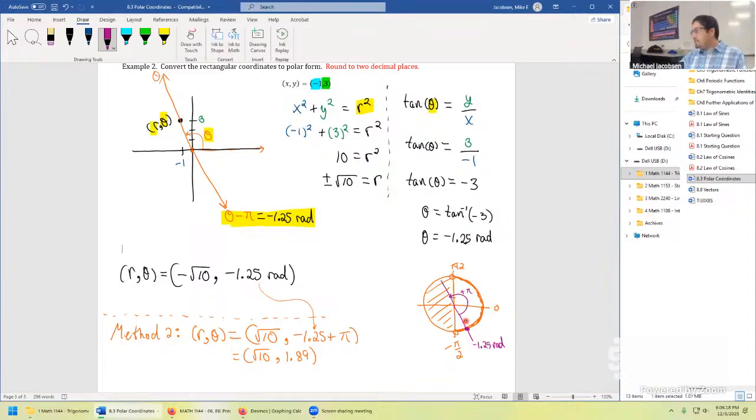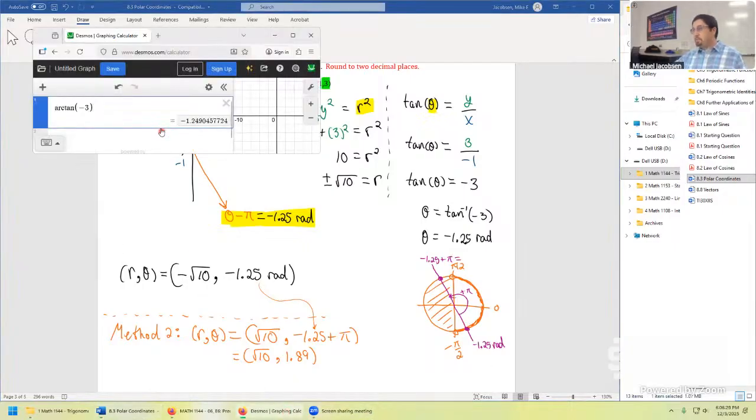Recall that the period of tangent is pi itself. So if you take negative 1.25 radians, add pi to this, let's compute that out. Negative 1.25, add pi. It comes out at 1.89 radians.